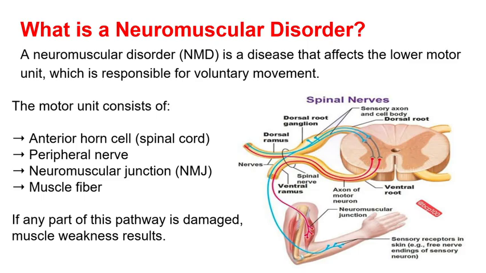What is a neuromuscular disorder? It is a disease that affects the lower motor unit, which is responsible for voluntary movement. The motor unit consists of the anterior horn cell, which is located in the spinal cord, the peripheral nerve, the neuromuscular junction, and the muscle fiber. If any part of this pathway is damaged, muscle weakness results.